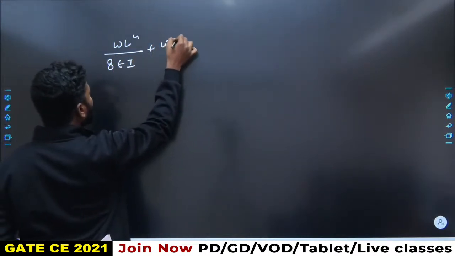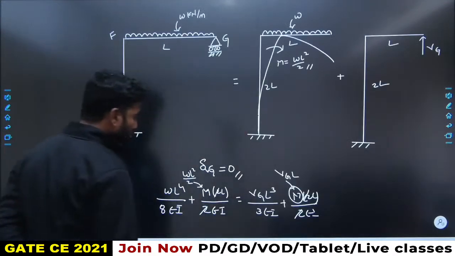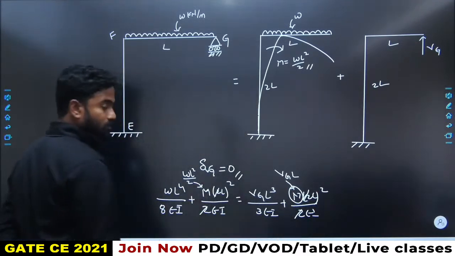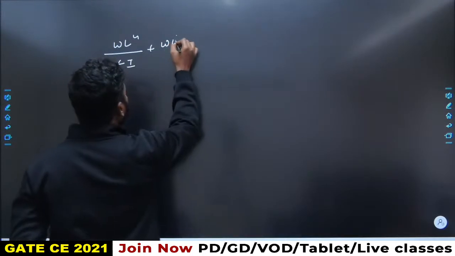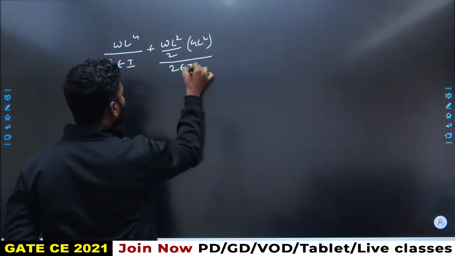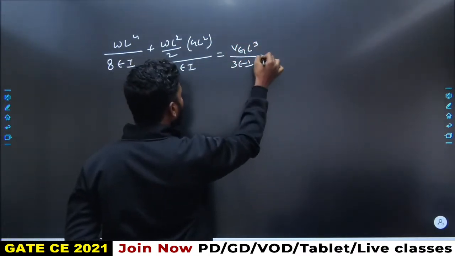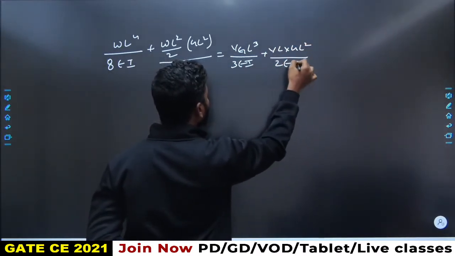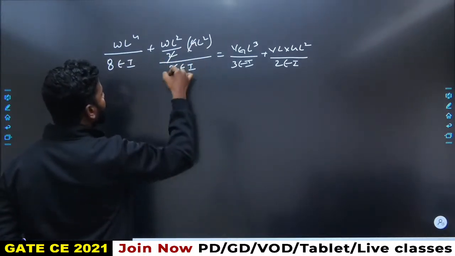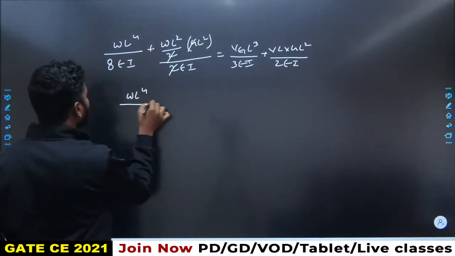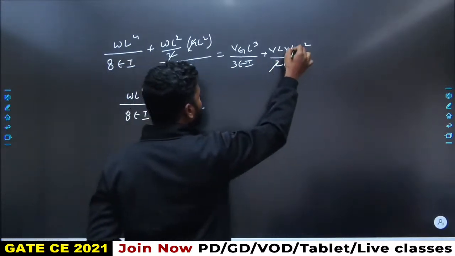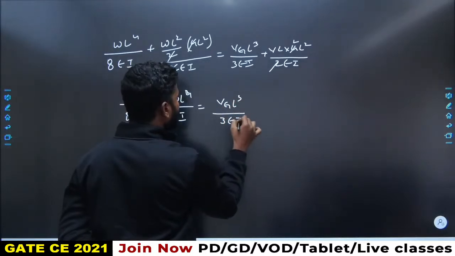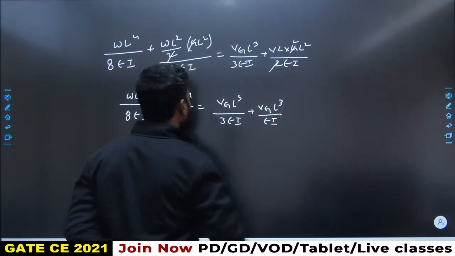If I try to write this, it is W L power 4 upon 8 EI plus M L square upon 2 EI, with M as W L square by 2 and 2L whole square upon 2 EI, which is equal to Vg into L cube upon 3 EI plus Vg into L into 4L square upon 2 EI. Fine. If both the things get cancelled, W L power 4 upon 8 EI plus W L power 4 upon EI is equal to Vg L cube upon 3 EI plus Vg L cube upon EI.